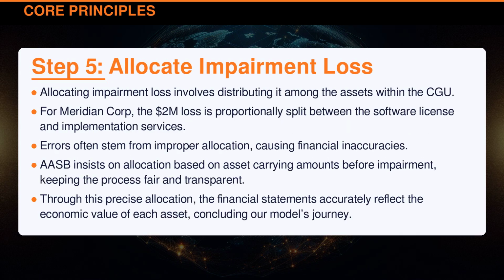Allocating impairment loss involves distributing it among the assets within the CGU. For Meridian Corporation, the $2 million loss is proportionally split between the software license and implementation services. Errors often stem from improper allocation, causing financial inaccuracies. AASB insists on allocation based on asset carrying amounts before impairment, keeping the process fair and transparent. Through this precise allocation, the financial statements accurately reflect the economic value of each asset, concluding our model's journey.